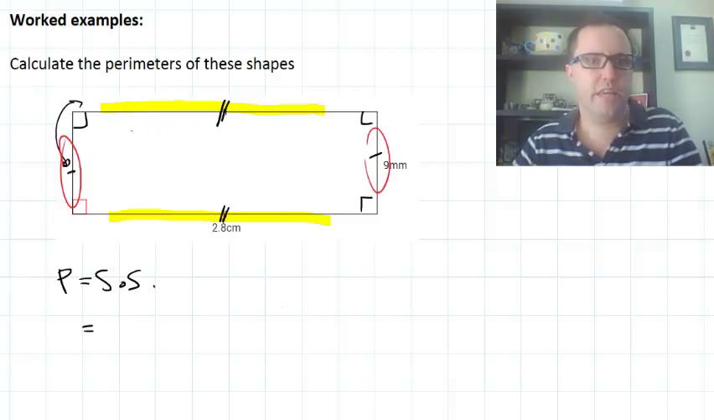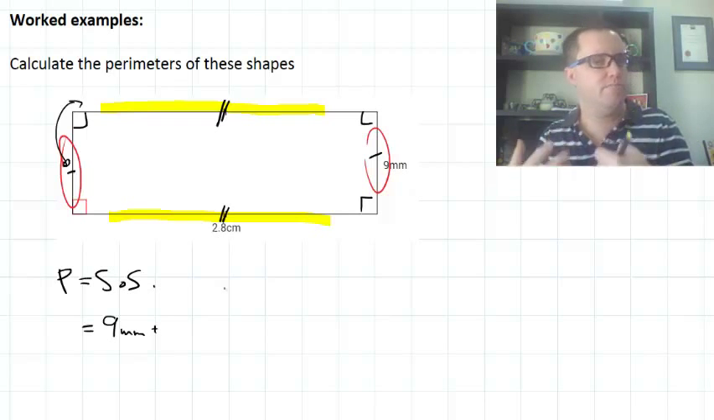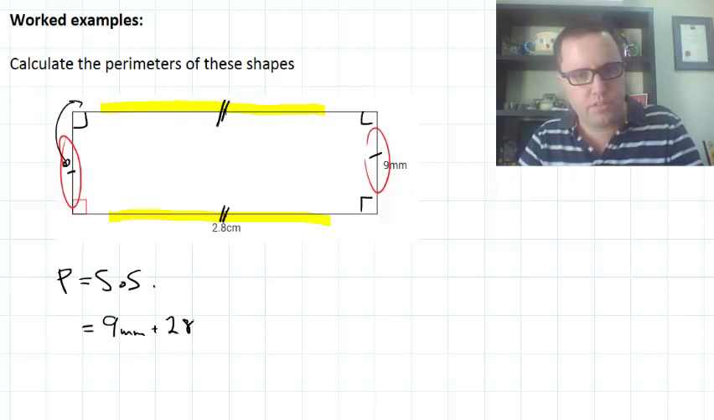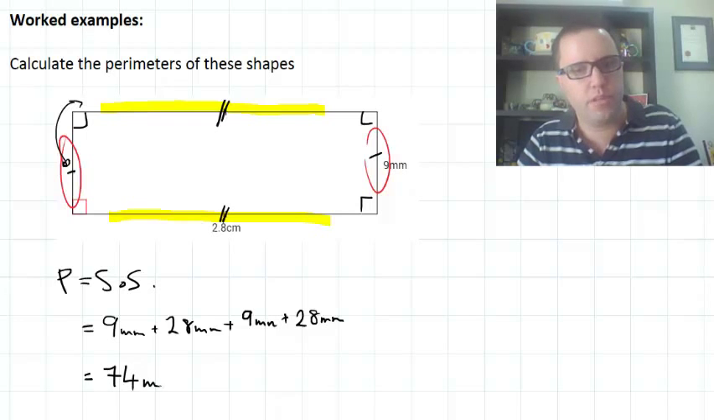All right, so if we're starting here and going around, we'll have 9 millimeters plus 2.8 centimeters. So you need to think about this a little bit. 2.8 centimeters we're going to be changing to millimeters just to make life easy for us. So 28 millimeters plus our 9 millimeters over there plus our 28 millimeters again. And so that gets us 56 and 18 is 74. 74 millimeters.